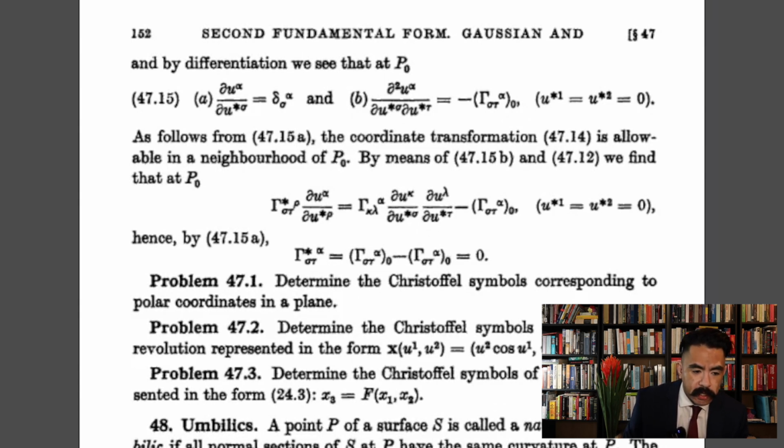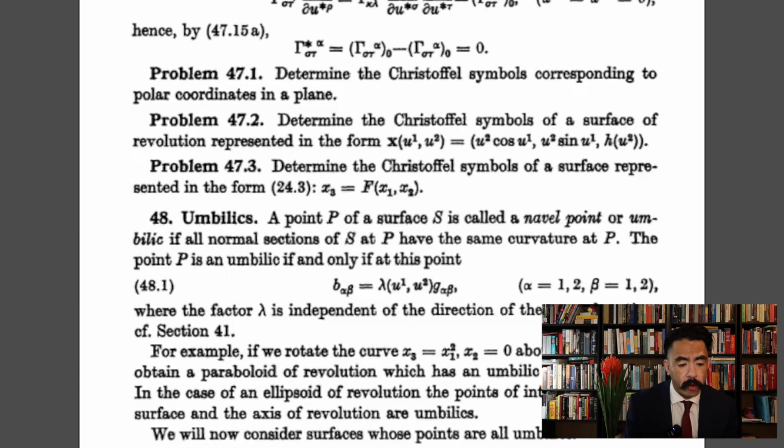By means of statement B previously read and the formulae of Christoffel, we find that at P_0, Γ*^ρ_στ ∂u^α/∂u*^ρ equals Γ^α_κλ ∂u^κ/∂u*^σ ∂u^λ/∂u*^τ minus the quantity (Γ^α_στ)_0, where u*^1 equals u*^2, which equals 0. Hence, by statement A previously read, Γ*^α_στ equals (Γ^α_στ)_0 minus (Γ^α_στ)_0, which equals 0. And now, problem 47.1.